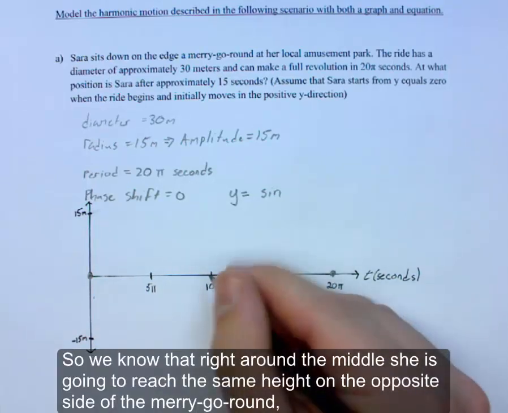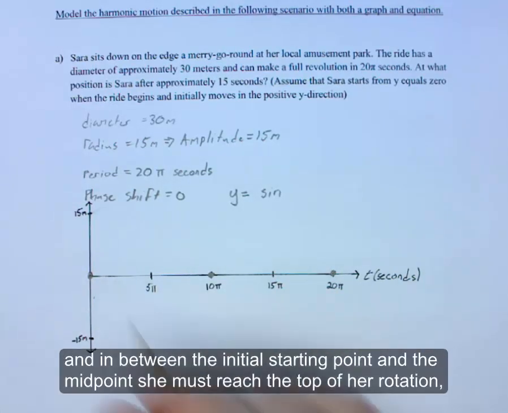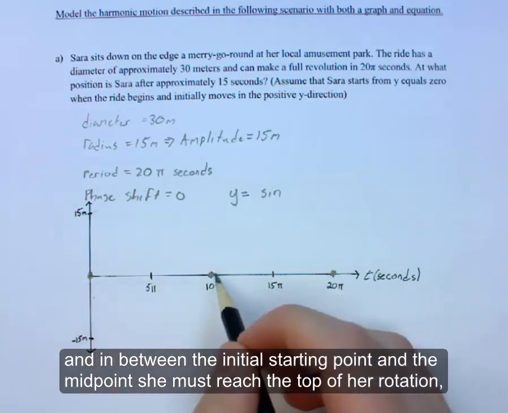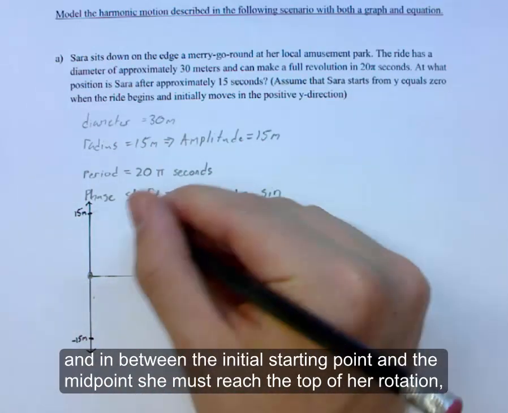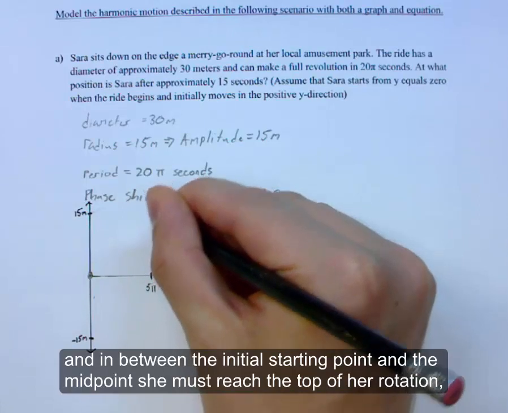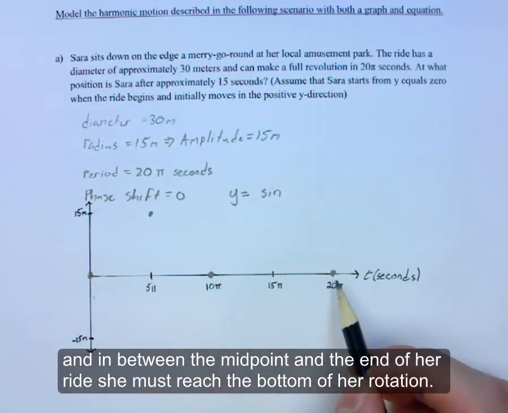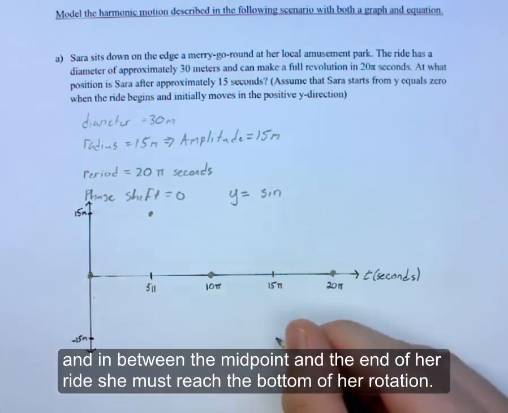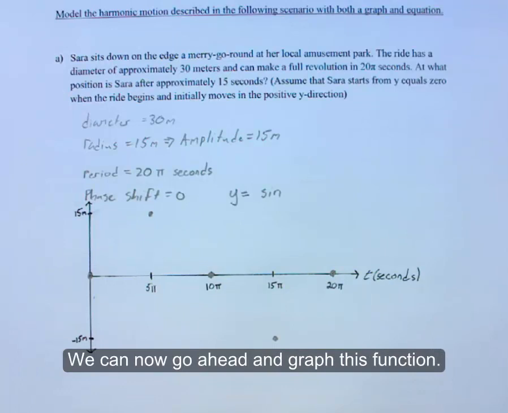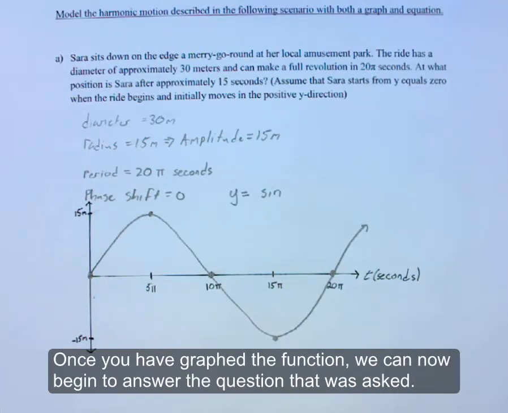So we know that right around the middle, she is going to reach the same height on the opposite side of the merry-go-round. And in between the initial starting point and the midpoint, she must reach the top of her rotation. And in between the midpoint and the end of her ride, she must reach the bottom of her rotation. We can now go ahead and graph this function. Once you have graphed the function, we can now begin to answer the question that was asked.